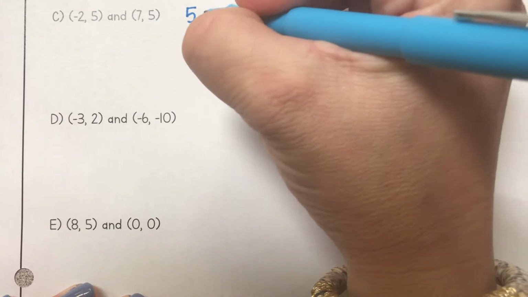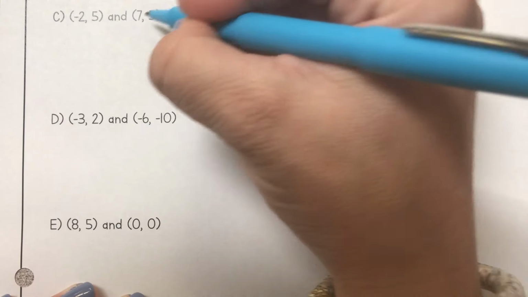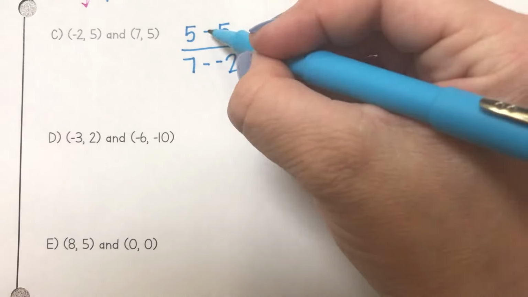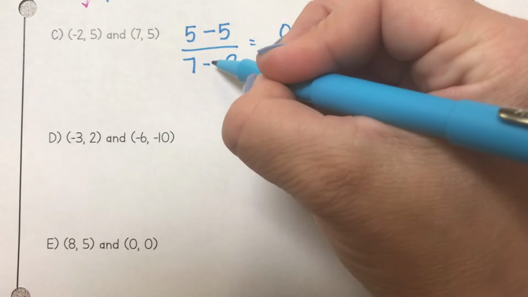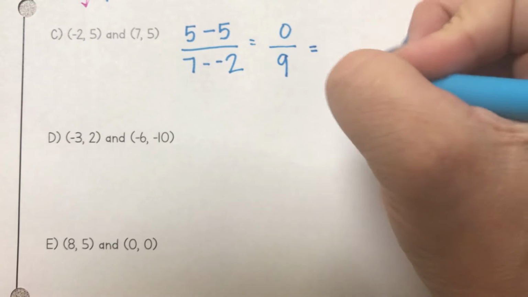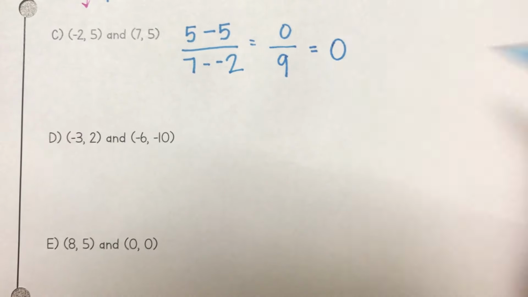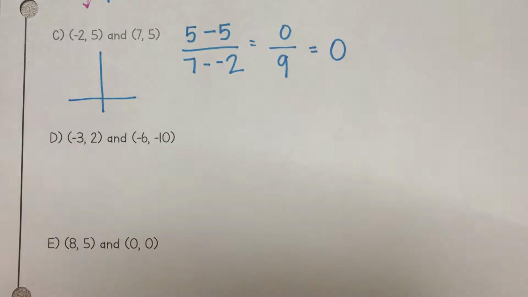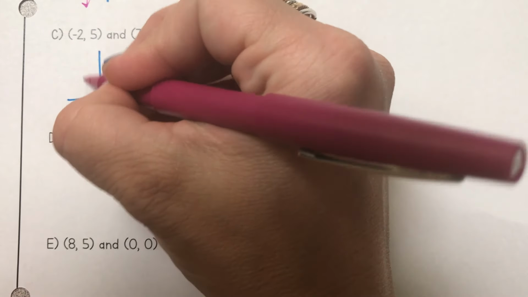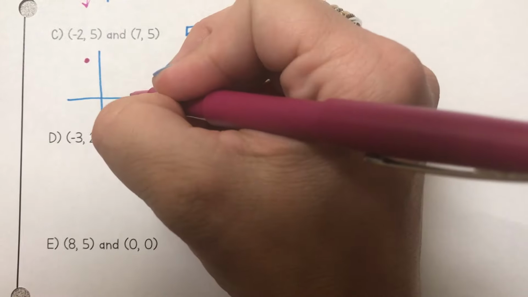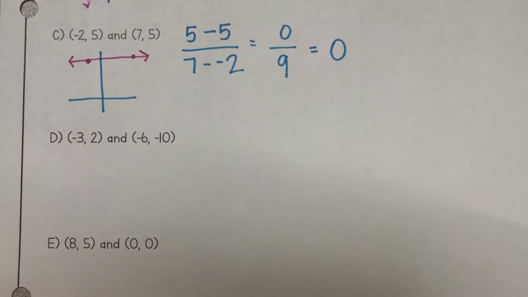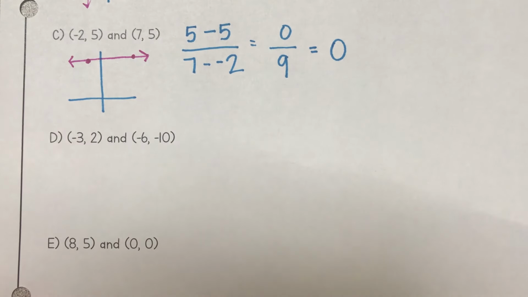So on letter C, y2 minus y1 over x2 minus x1. 5 minus 5 is 0. 7 minus negative 2 is 9. How many times can 9 go into 0? 0 times. So let's look at this one. If I were to graph the point negative 2, positive 5, and then positive 7, positive 5, that made a horizontal line. This is 0 fun. Okay, not math.